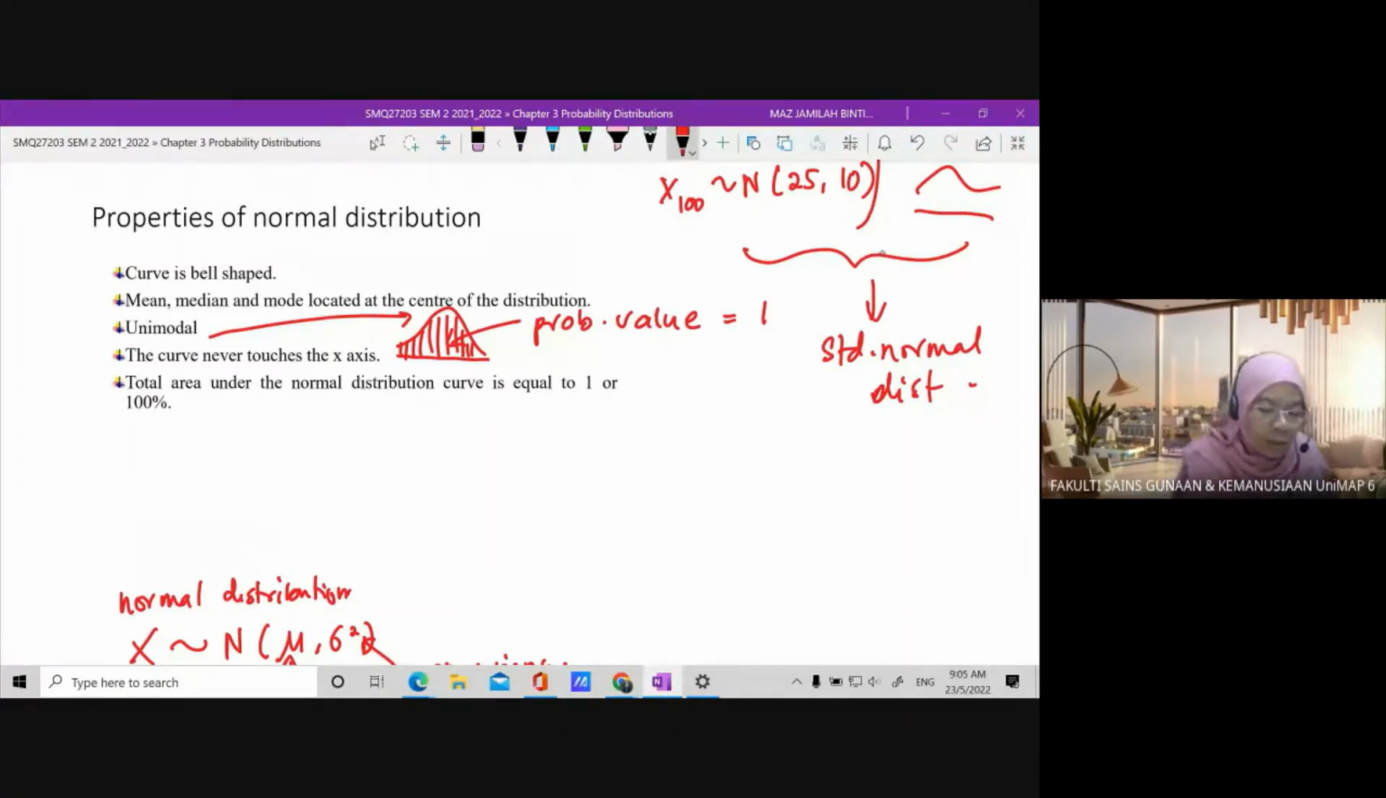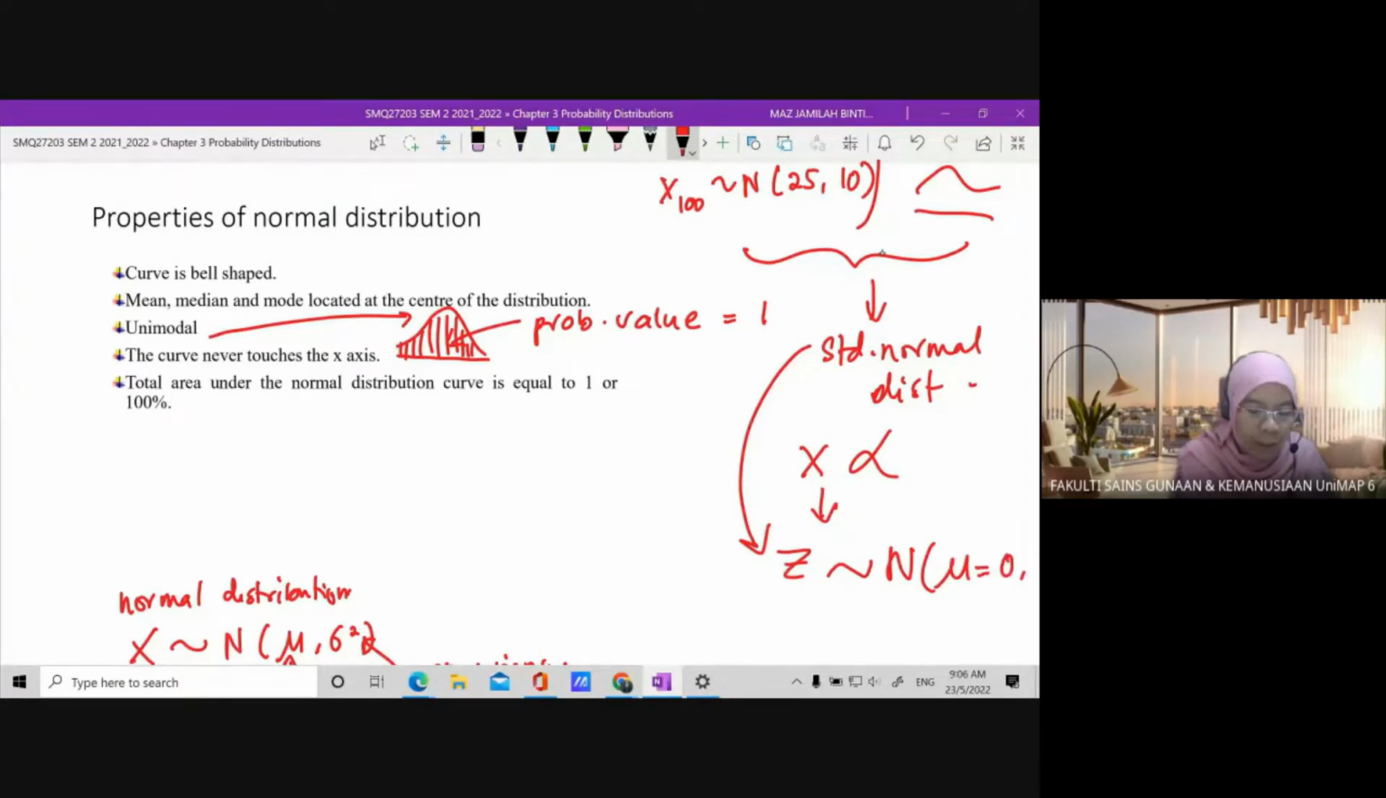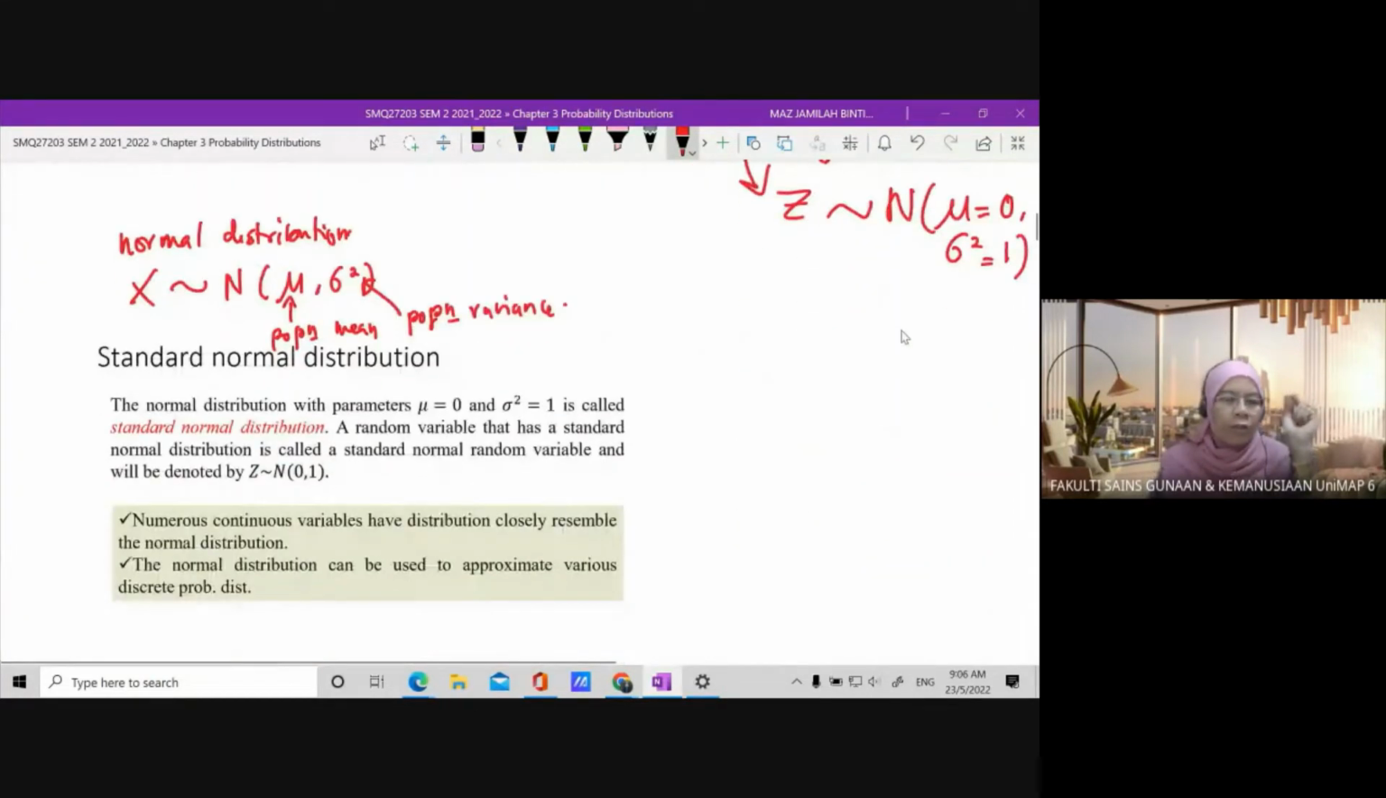So in the standard normal distribution, you will no longer have X. X will be transformed into Z. Z is your new variable that reflects the standard normal distribution, and Z follows a normal with mean equal to 0 and variance equal to 1. Okay, so this is the first understanding that you have to remember: standard normal distribution.